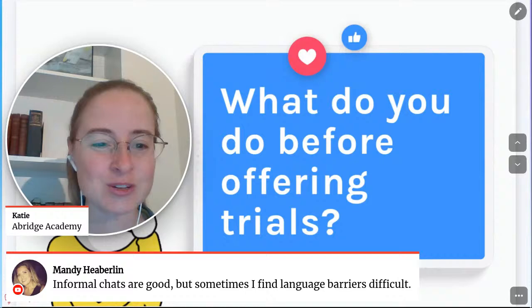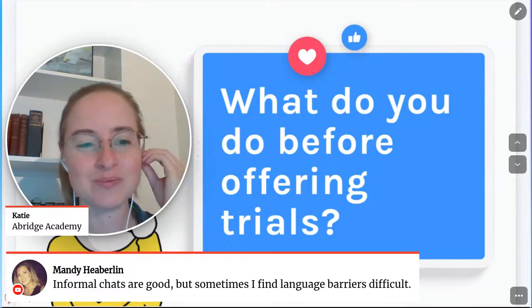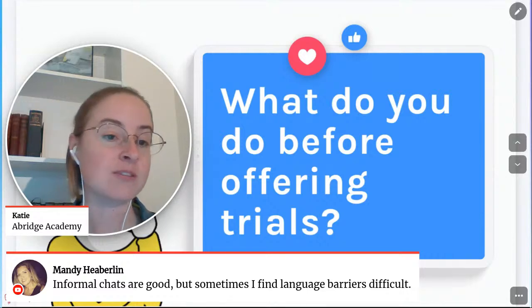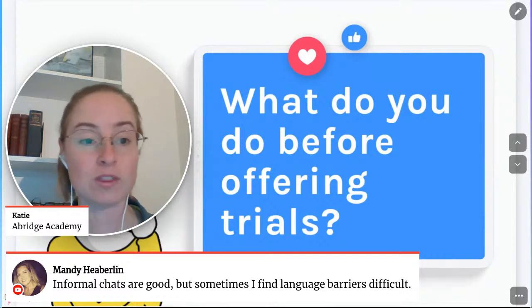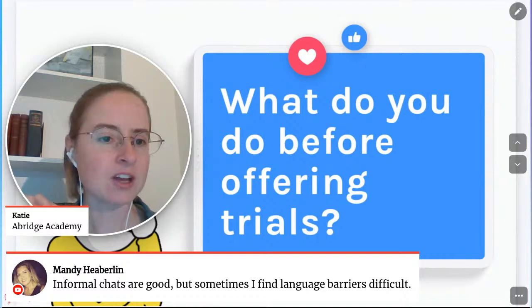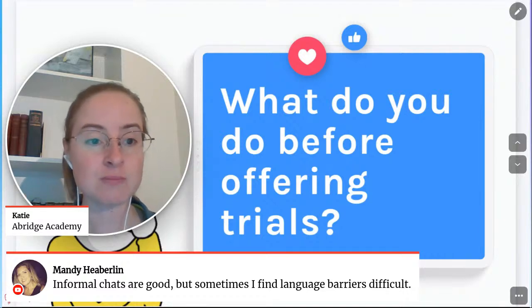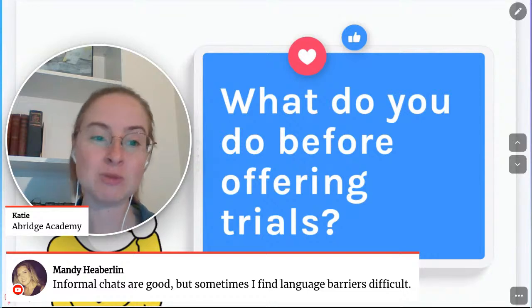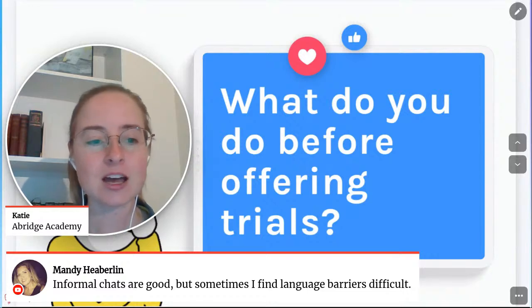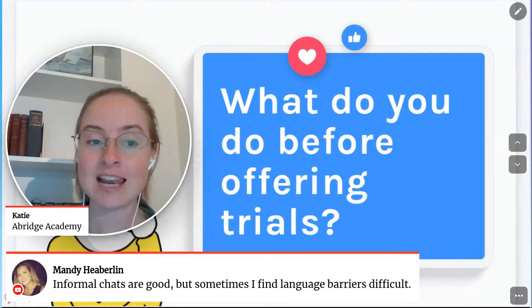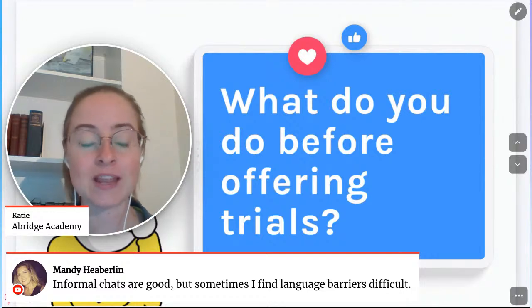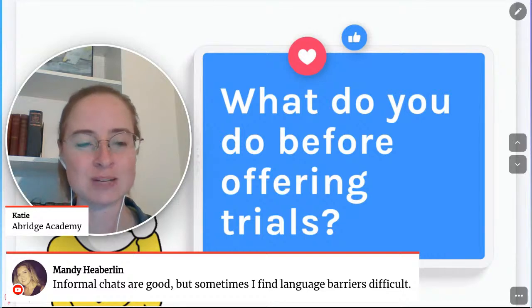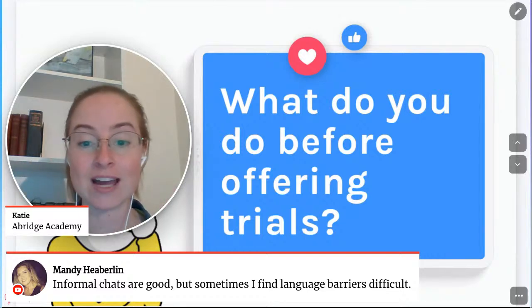I think formal chats are good, but sometimes I find language barriers difficult. Yeah, I actually do a lot of this with messaging. So with students where I know there's a bit of a language barrier, this is why I'm saying message beforehand. We talked a bit about the idea of a strategy call or a kind of free meeting of some kind. I think that can be really effective, particularly with students who've got the ability to communicate with you more easily. But the challenge with it can be the language barrier. So in that case, if you're worried about the language barrier, you want to do that same kind of questioning, and we'll talk more about the specific questions in a moment, but through messaging beforehand instead.